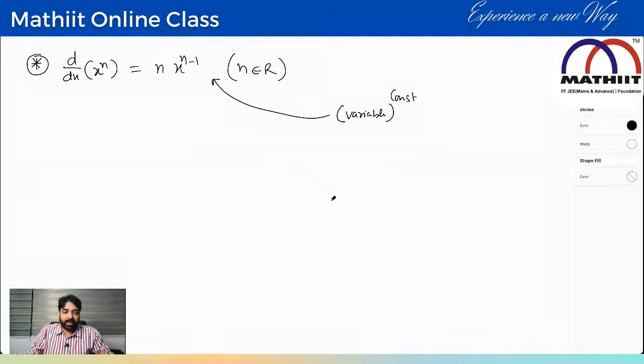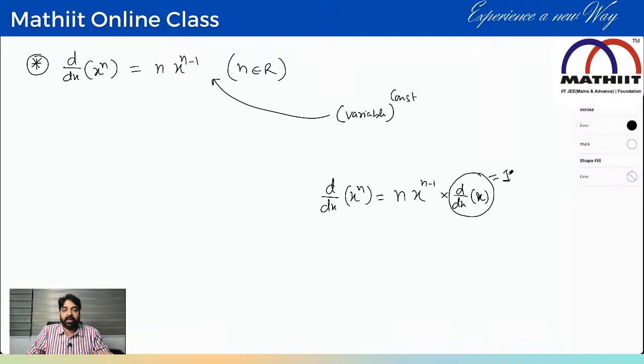The actual formula you should understand: d by dx of x power n is always equal to n into x power n minus 1 into the differentiation of the variable. Who is the variable here? x. And d by dx of x will always be equal to 1. This value is always equal to 1. So another property you have to write: d by dx of x is always equal to 1.